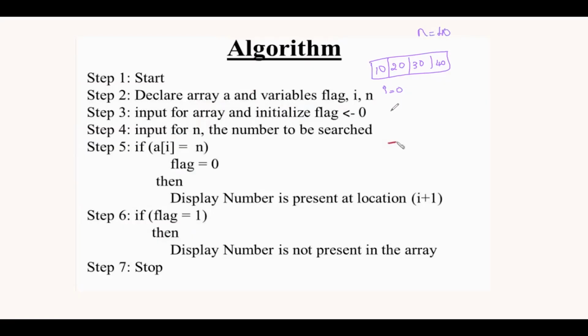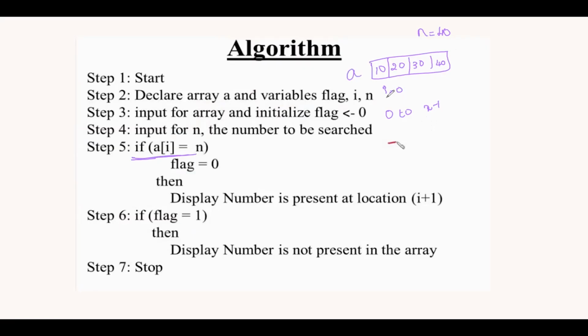Now there is a loop. I have to use a loop which will start from the initial value 0 up till, suppose the number of elements is x, it will go up till x minus 1. Now every time, what I'm going to do is compare.